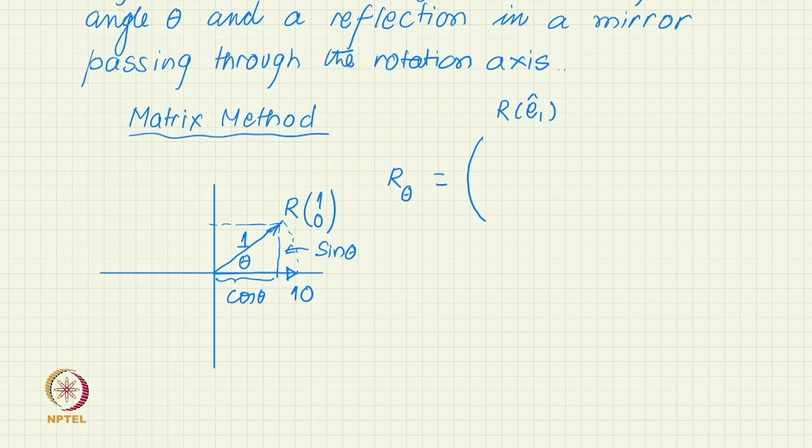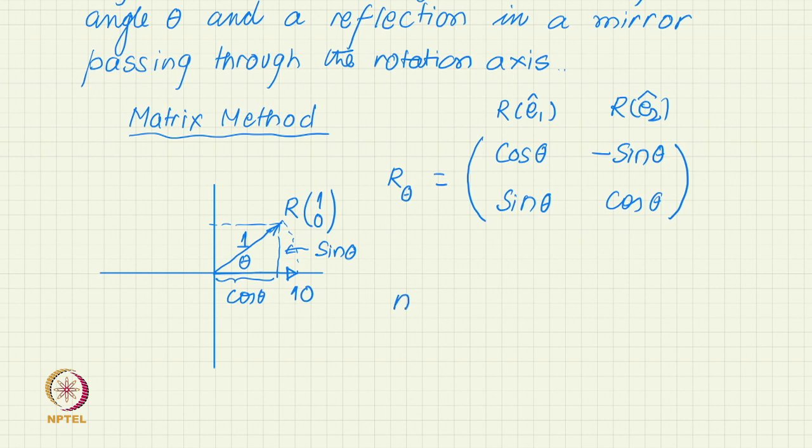So, the matrix's first column is the rotated 1 0, whatever happens to E1 on rotation you write as the first column, and you are seeing that the vector it goes to is cos theta, sin theta. Similarly E2 goes to minus sin theta, cos theta. So, that is the rotation matrix.